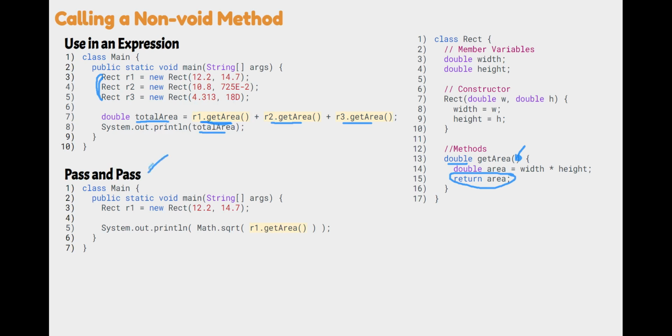Our second example is the pass and pass. Looking at line 5, we have a bunch of parentheses. We work at the innermost group of parentheses, which we are calling r1.getArea. That is our non-void method that calculates the area and returns the area. So this is going to evaluate to a double value, and we are immediately passing that into the square root method from the math class. That's going to find the square root of that answer, and we're immediately passing that result into the print line. So you can continue to pass results into other methods if you want.